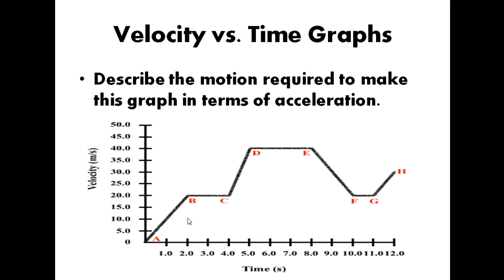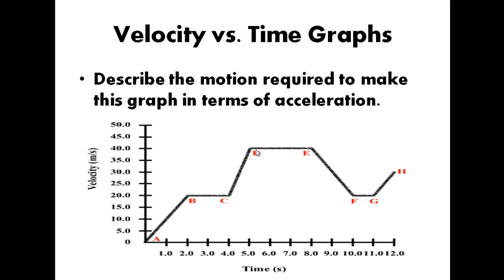So then from C to D, I have increasing velocity again, because as we can see, my velocity is going upward, and I have acceleration, because if I have increasing velocity, I must have acceleration. So I'm increasing in the positive direction. From D to E, I have constant velocity again. It looks like B to C here. So therefore, I have constant velocity and no acceleration.